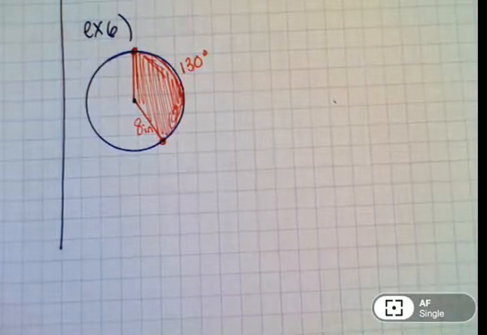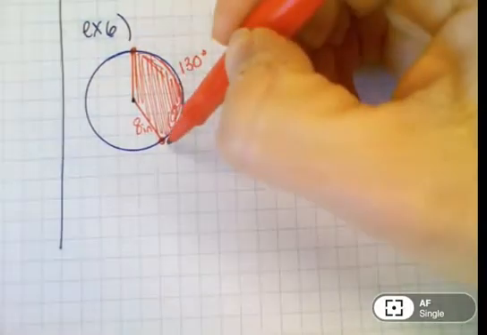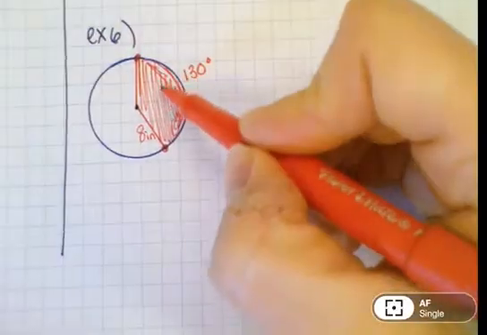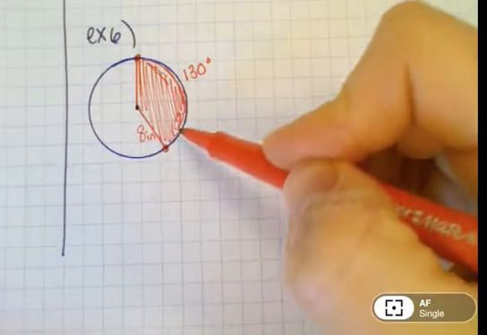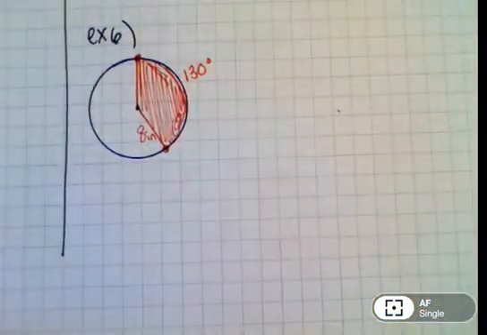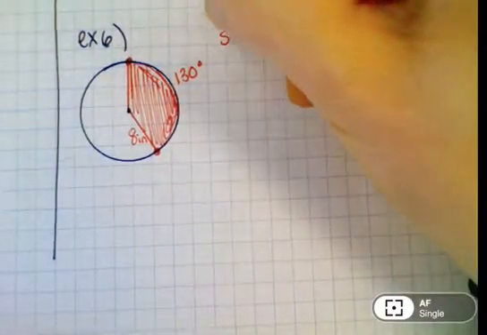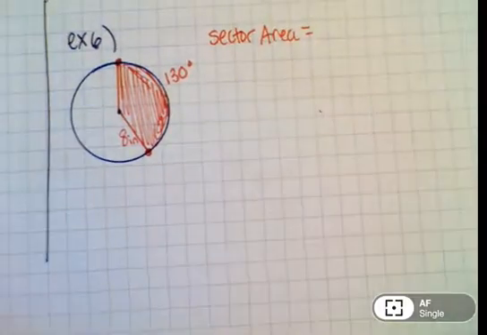And so this is actually going to take us back to what we did last class with arc length, only this time I'm not looking for the length of this arc. I'm looking for the area of that sector. So this is called a sector. It's just a piece of the circle, but it's a piece of the inside of the circle rather than just a piece of the circumference. So we're going to do something very similar. So I want you to write here sector area equals.